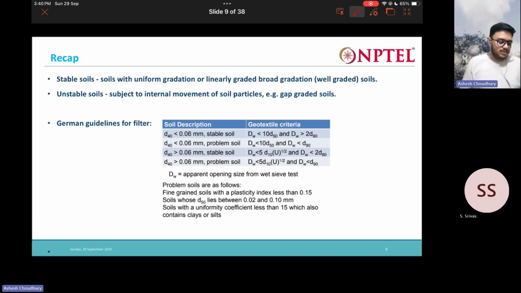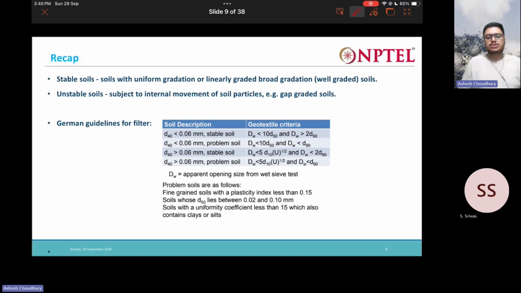Okay, those are the stable soils. Now the other thing that we have is the unstable soils. What are unstable soils? Unstable soils are gap graded soils. Gap graded soil means the particles are not well graded. Rather, in those soils, some sizes are completely missing. Only some particle sizes are present. So those are known as the unstable soils.